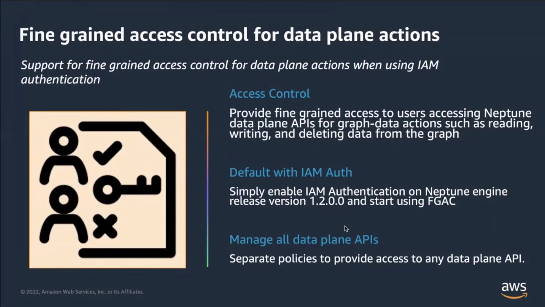In our latest release, we introduced fine-grained access control for data plane actions when you use IAM to connect to Neptune. This allows us to control access to more than 35 data plane APIs, restricting actions such as writing to the graph or deleting data from the graph for the users who don't need it. All you need to do is enable IAM authentication on Neptune engine release version 1.2 and start using fine-grained access controls. To help you get started, we've also published separate policies to provide access to any data plane API.